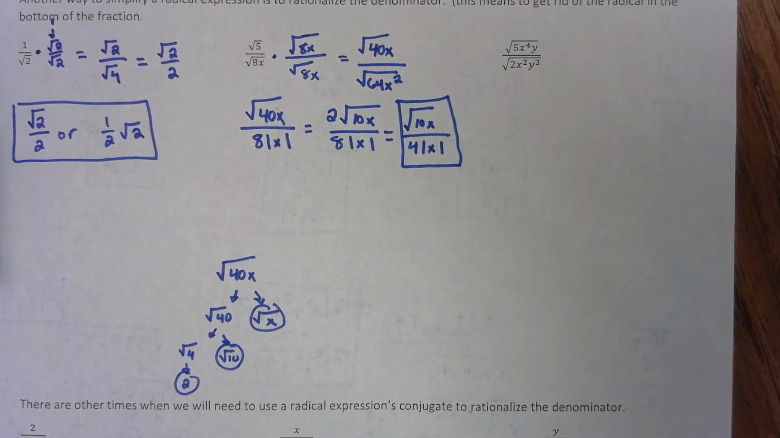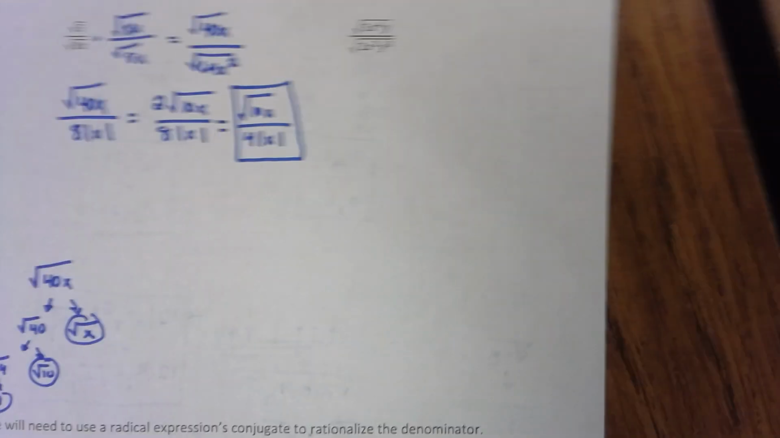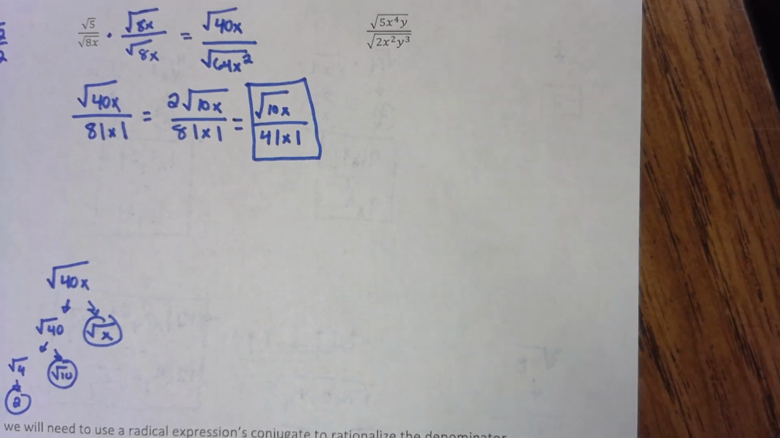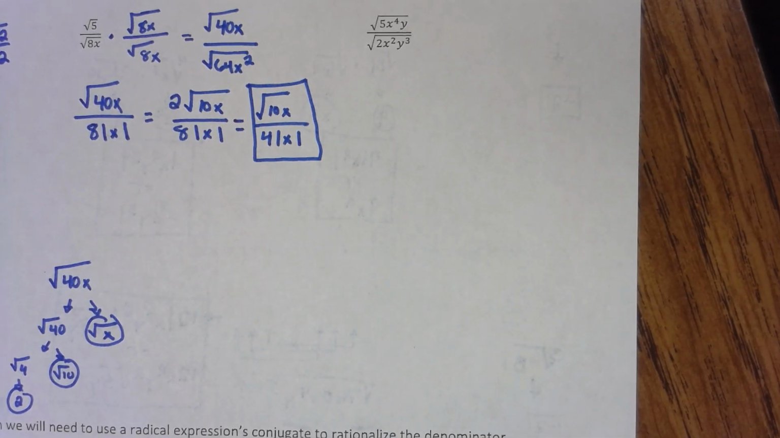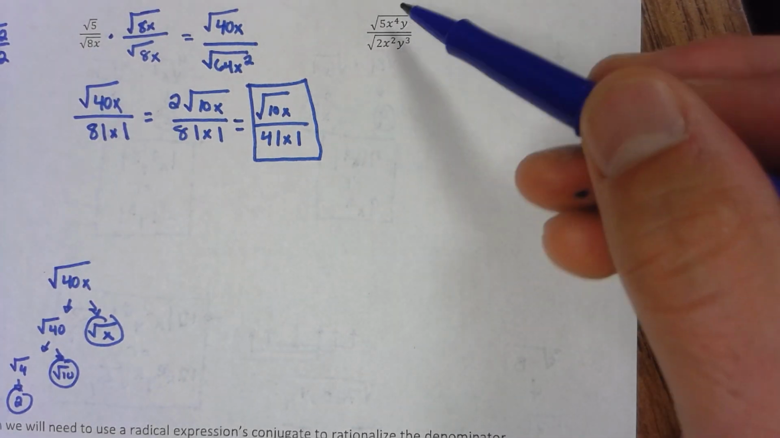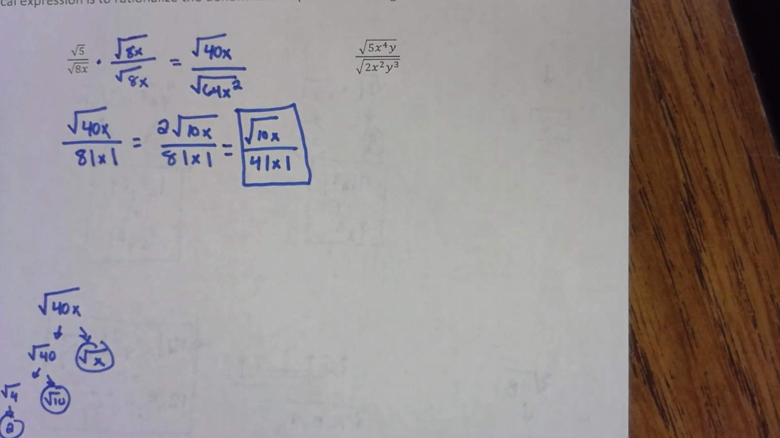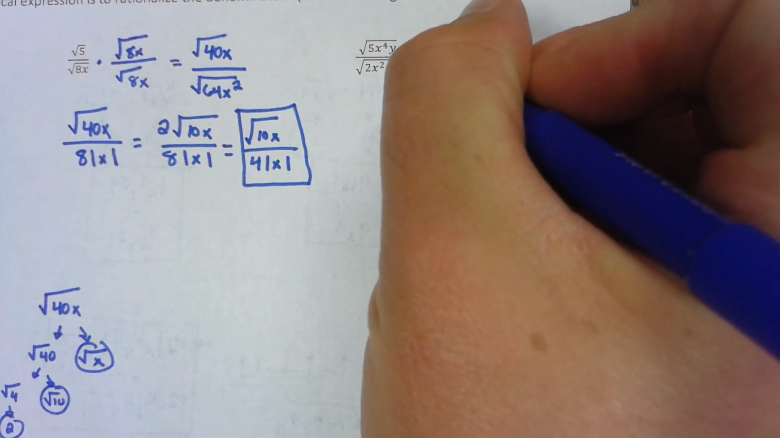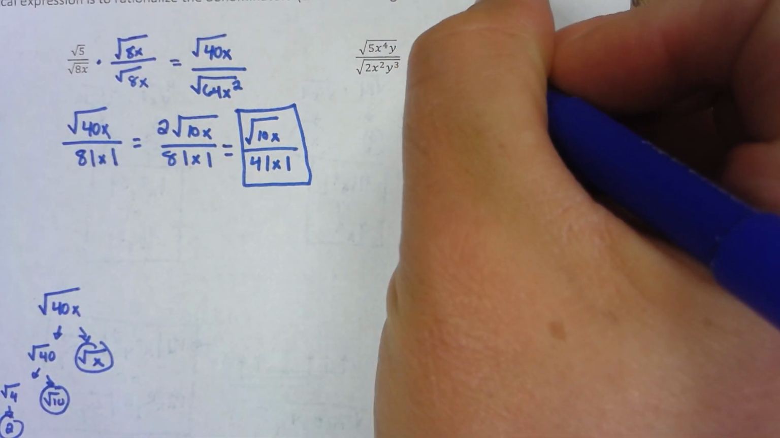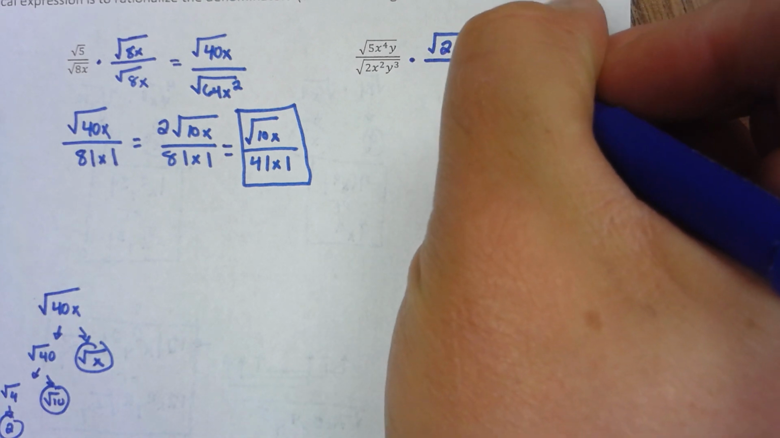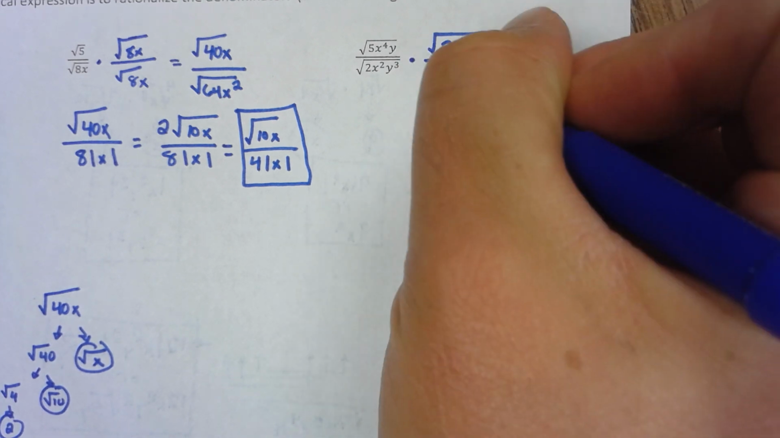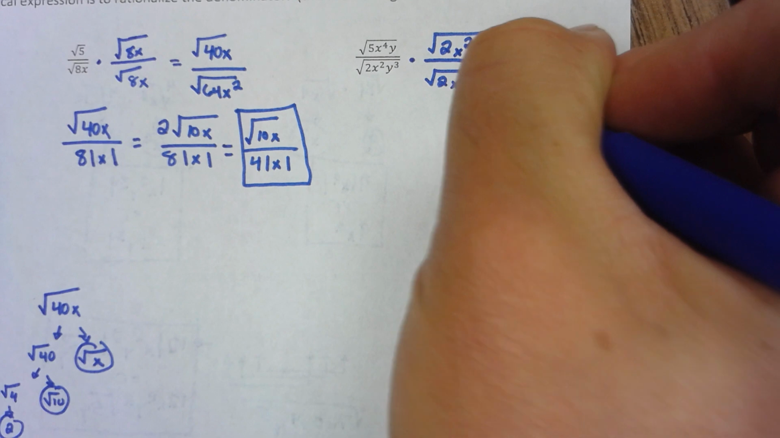Okay, let's do this third one together because there's a lot more going on here, and there's actually a couple ways of how we could simplify this. One thing that I'm noticing is I might be able to simplify some of the variables. I'm just trying to think of what's the most efficient here. Let's just keep it consistent. Let's do the exact same thing we just did. Let's multiply by root 2x squared y cubed over root 2x squared y cubed.